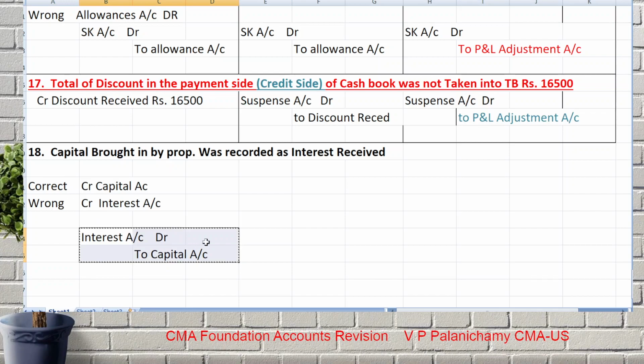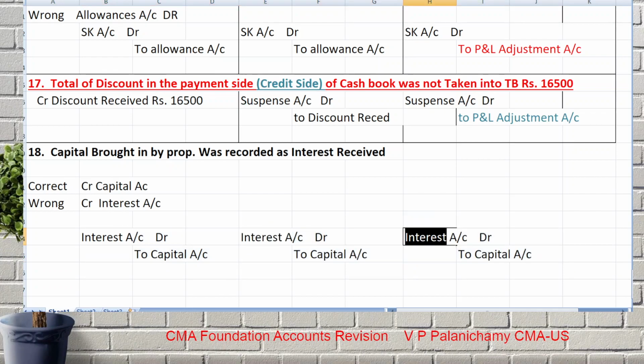Let it be before trial balance or what? After trial balance or after what? Final accounts, it will be P&L adjustment account. And interest is a nominal item. So P&L adjustment account debtor to which account? Capital account. In this line, you try to go through your study material question, you will be able to solve them.